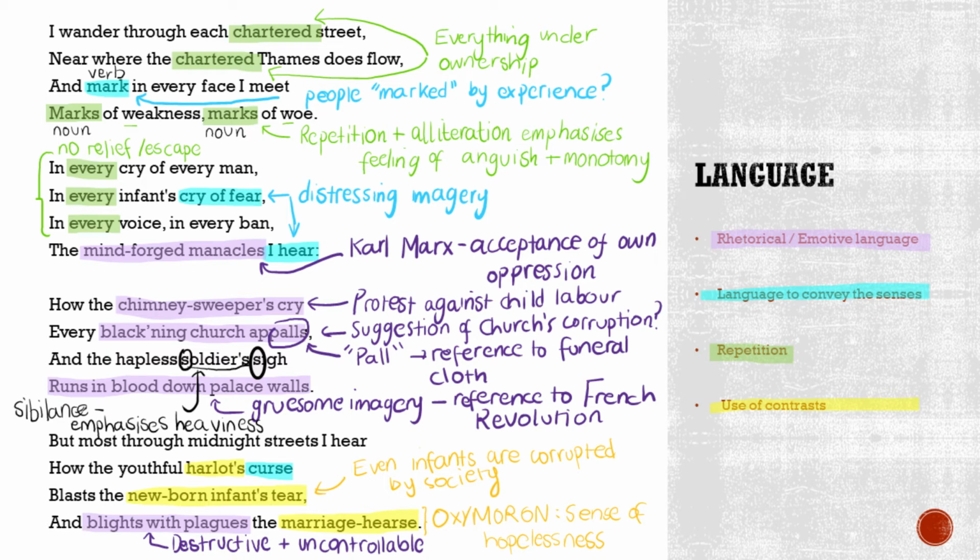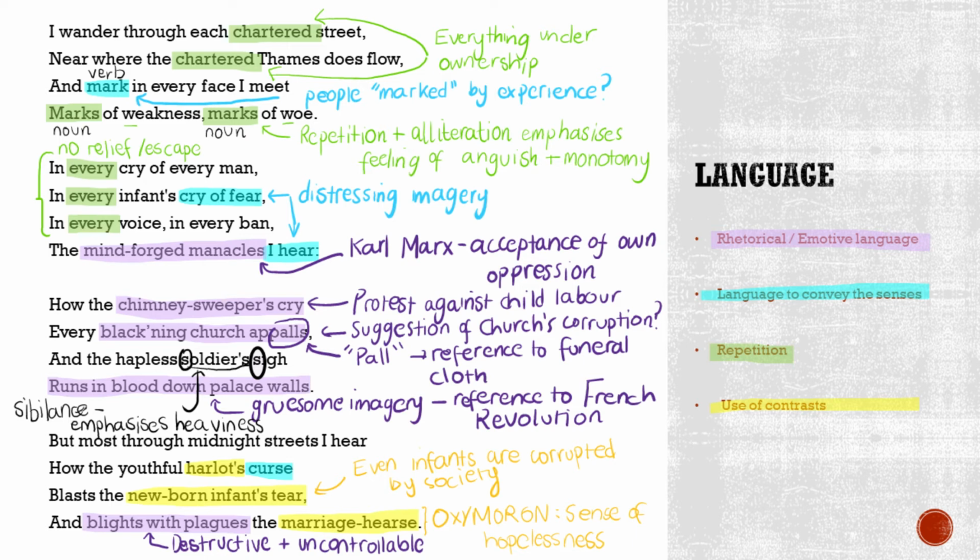It could also be suggested that he makes a reference to the French Revolution in the quote, "runs in blood down palace walls," in which the masses rose up and overthrew the French monarchy. Secondly, Blake uses language to convey the senses, which builds a vivid image in the reader's mind of what the speaker is experiencing. For example, the use of words to create a sense of the distressing nature of the city, such as "cry", "fear", and "curse".